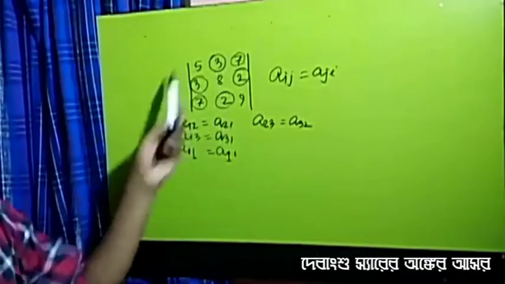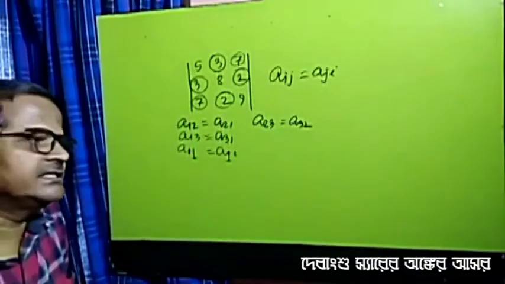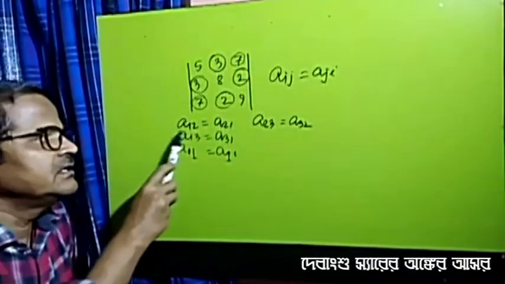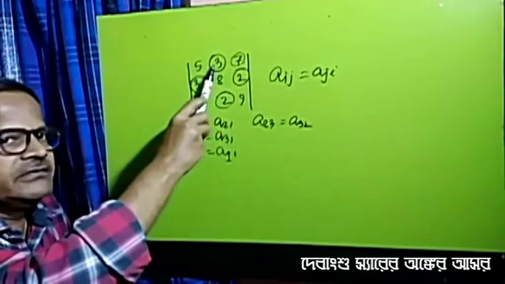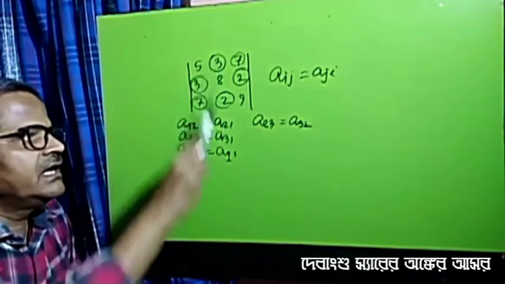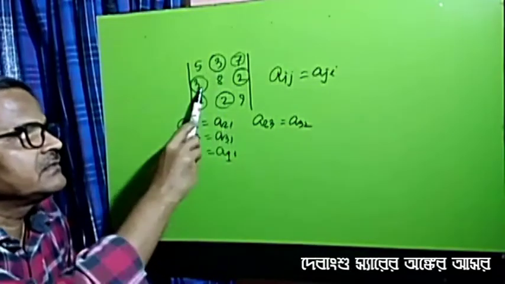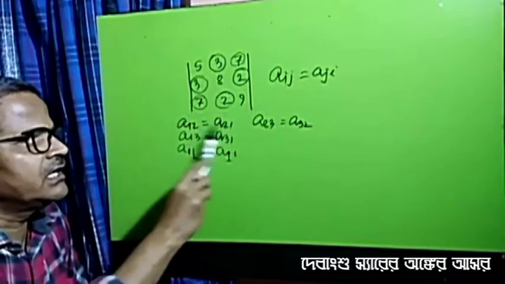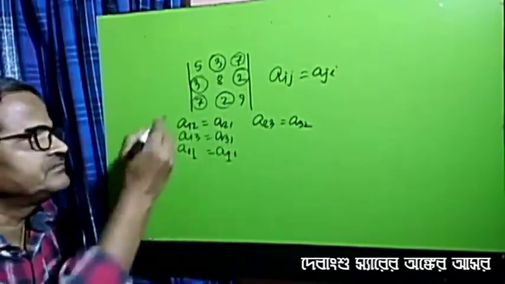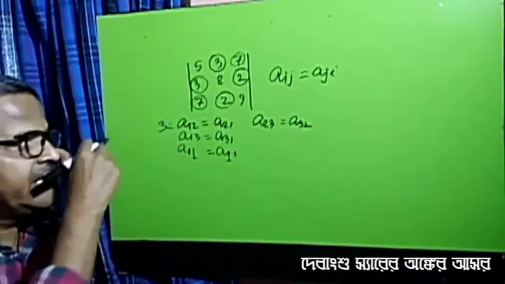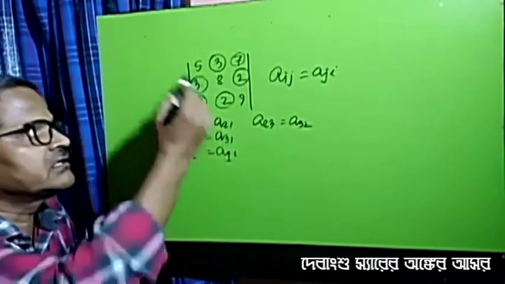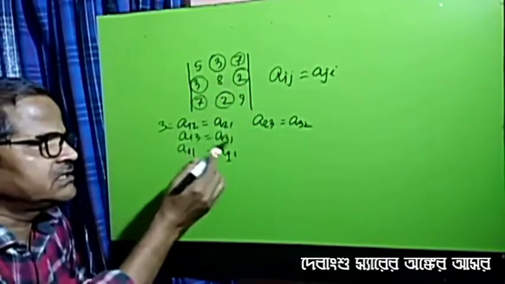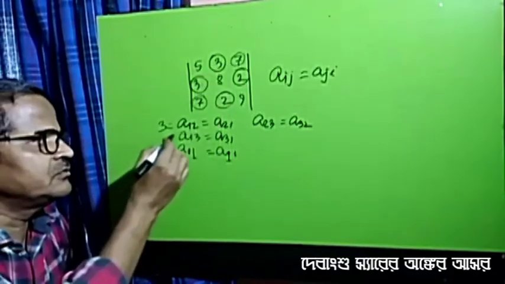Now see, in this determinant, there are some specialities. What are these? A12, that is this element, first row, second column, and the element in the second row, first column. So A12 and A21 are the same. Both are 3. Similarly, A13, first row, third column, and A31, third row, first column. Both are 7.